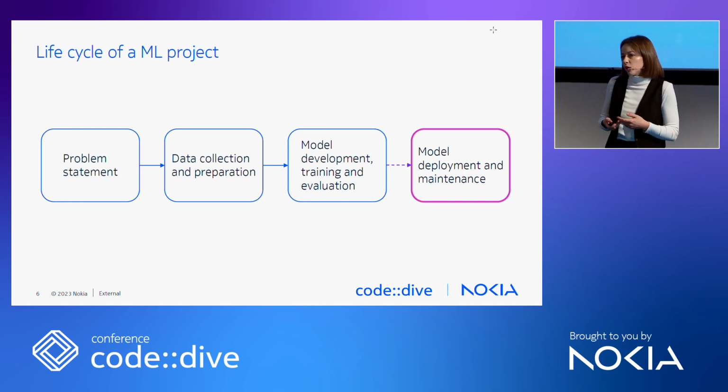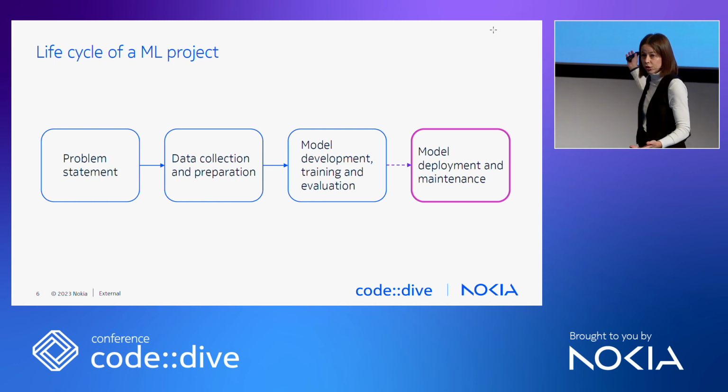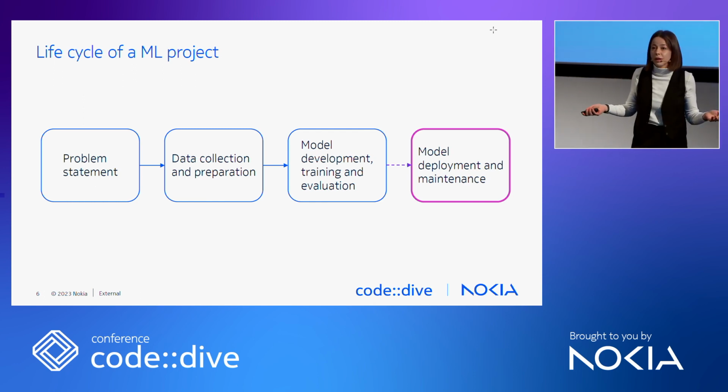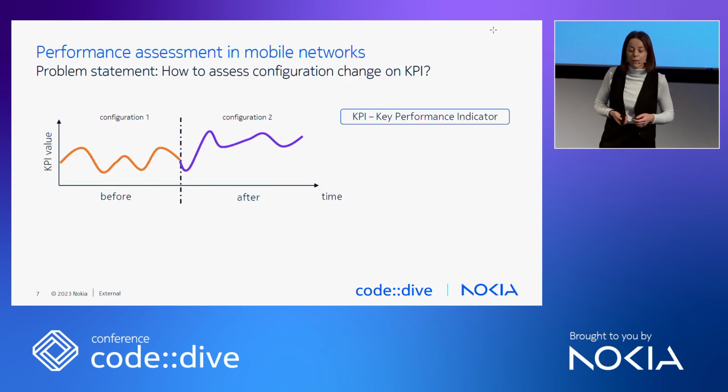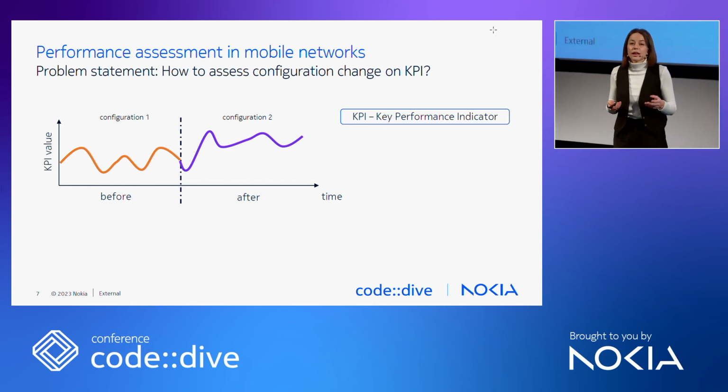But the reason I'm going through this chart right now is because I would like to now lead you through our project, phase by phase, as it is defined here. We will therefore begin with the problem statement. So the problem we wanted to tackle was the assessment of the performance in mobile networks.